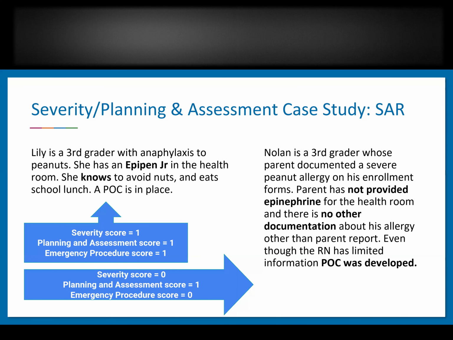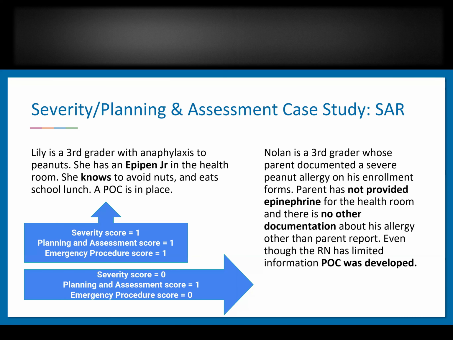In this case, the severity score would be a 0. There is no evidence that there is possibility for a life-threatening event. The planning and assessment score is a 1. The nurse chose to put a plan in place, and there is a 0 score for emergency procedure because there is no emergency medication in place.